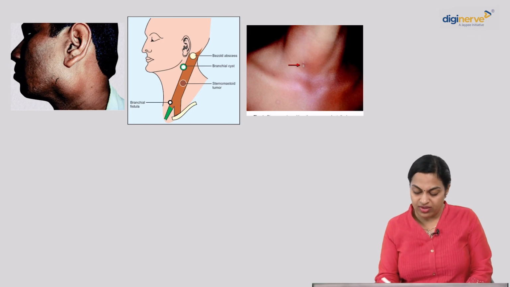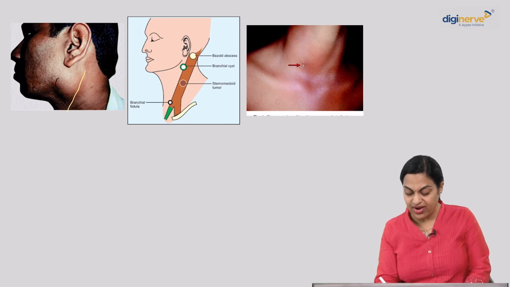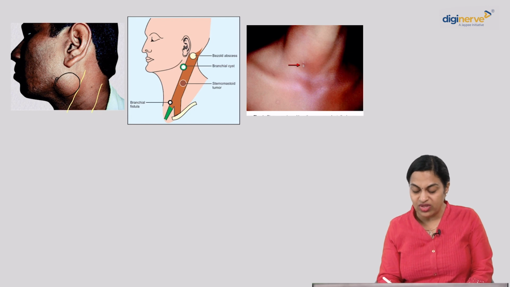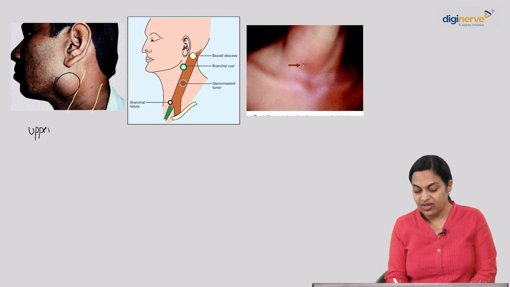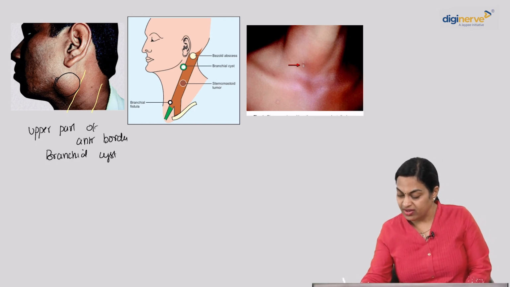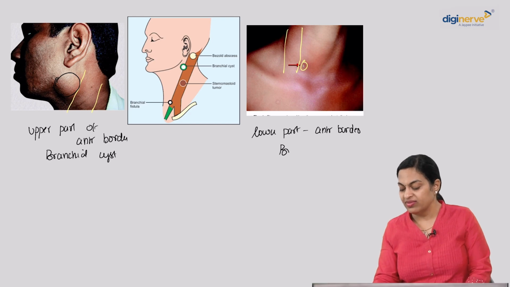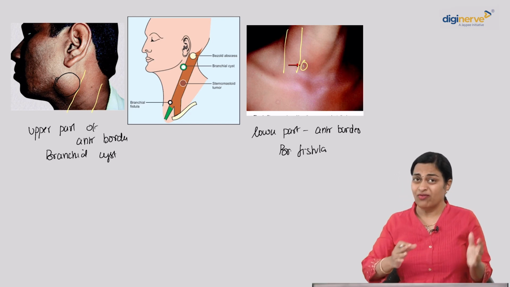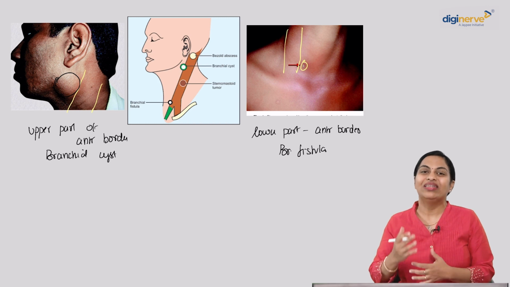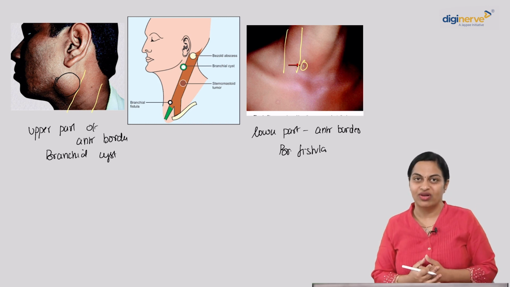So this is the sternocleidomastoid, right? This swelling that you see here is related to the upper part of the anterior border. This is called the branchial cyst. Whereas here, this one related to the lower part of the anterior border is the branchial fistula. Okay. So just for now, remember their location. The details of it will be given while doing your embryology chapter.